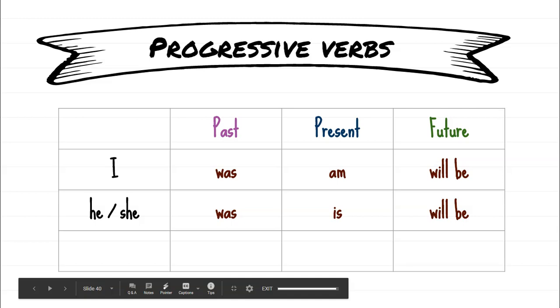Yes, it sounds correct. Now, though I and he and she are all singular, let's see what happens when we have a plural subject. All right. Let's try we and they.